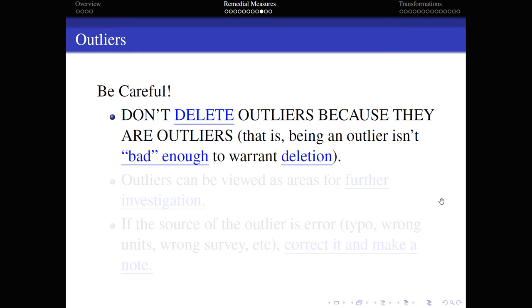We do not do this. If data don't fit your theory, you don't just get to delete them. So that is not something that we do. And this is really, really, really important to understand. You do not just get to delete outliers because they are outliers.